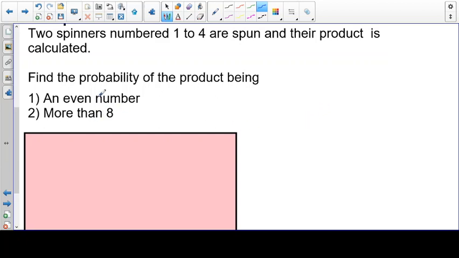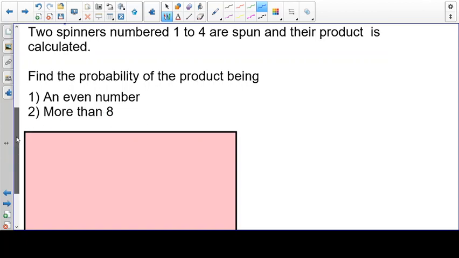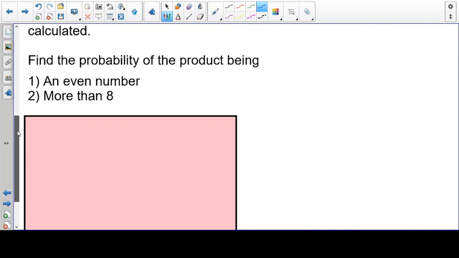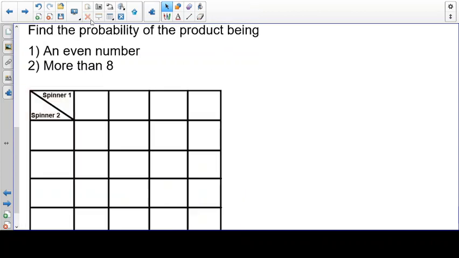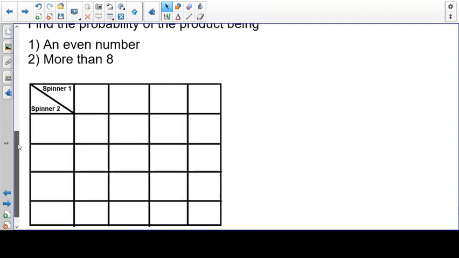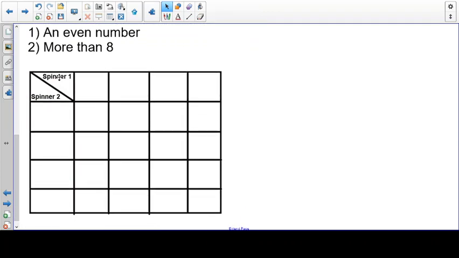So for each of these, we need to see what the outcomes are. In order to do that, as there are 2 things happening at the same time, rather than a list for which there are going to be quite a few different possible outcomes, what we could do is draw a sample space diagram, and this is just a grid. You'll have seen these in school, I'm sure.